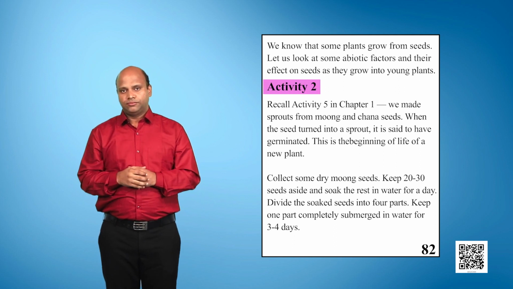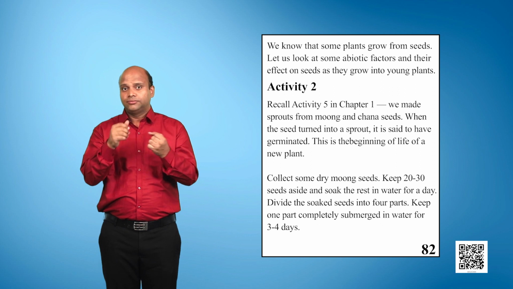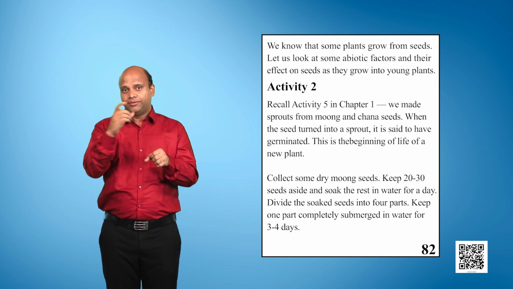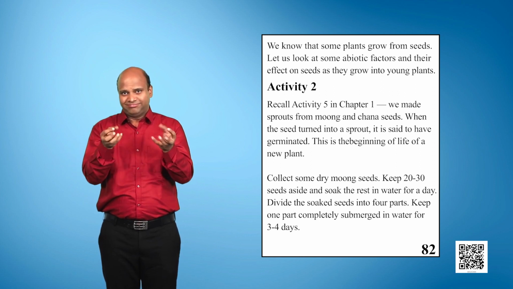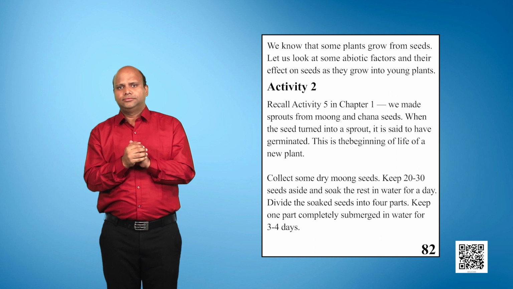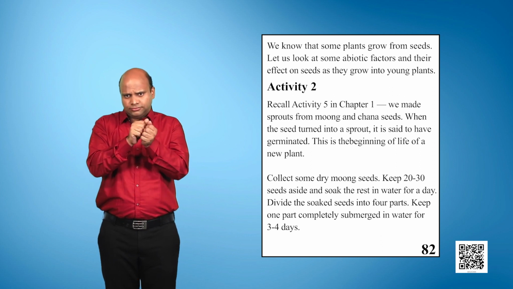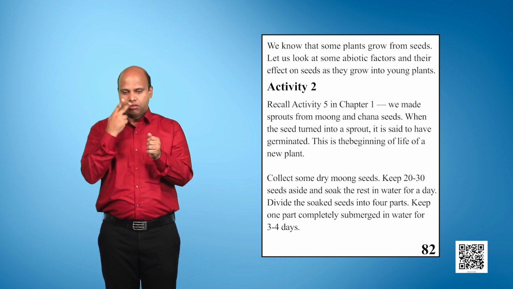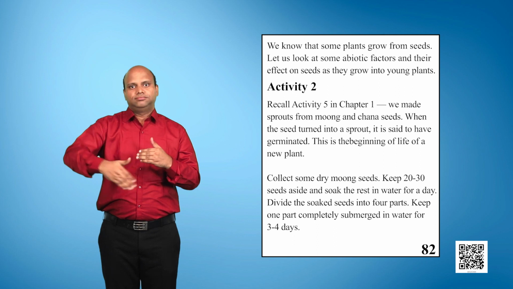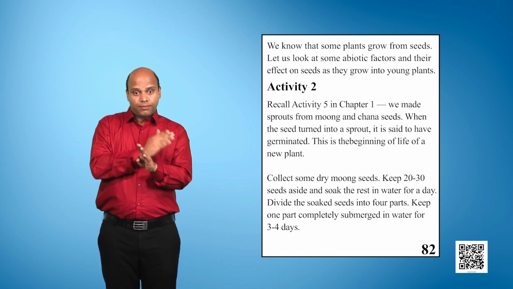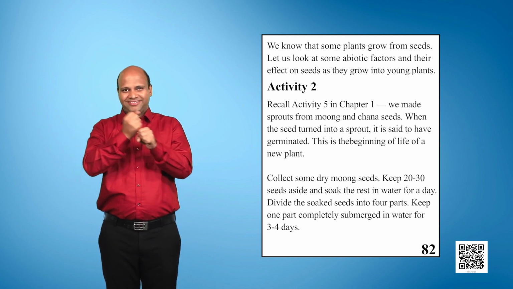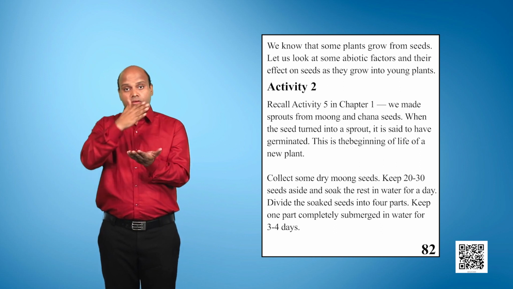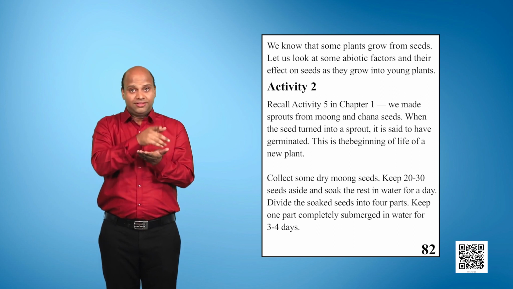Activity 2. Recall Activity 5 in Chapter 1. We made sprouts from moong and chana seeds. When the seed turned into a sprout, it is said to have germinated. This is the beginning of life of a new plant. Collect some dry moong seeds. Keep 20-30 seeds aside and soak the rest in water for a day. Divide the soaked seeds into 4 parts.